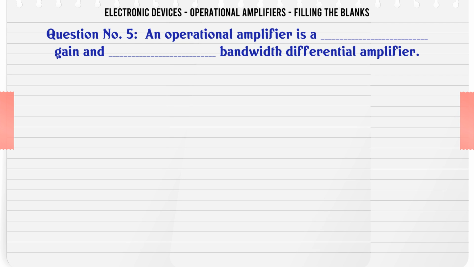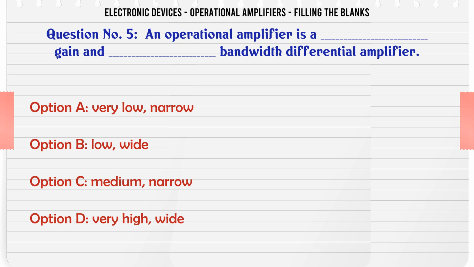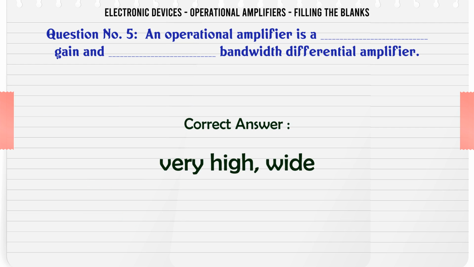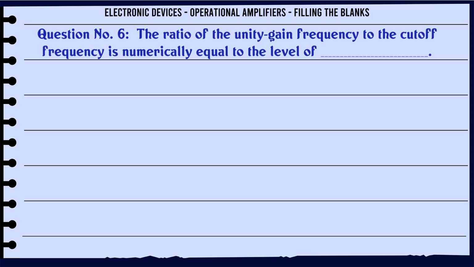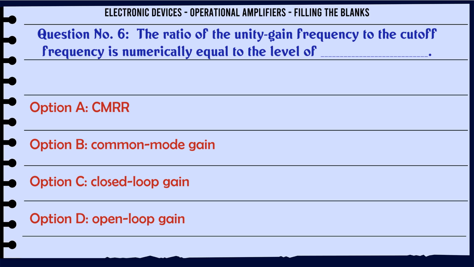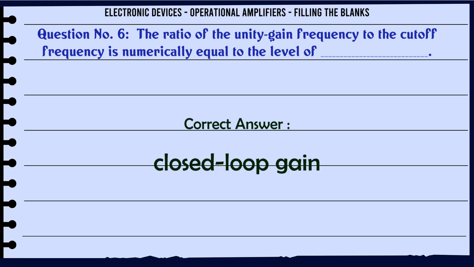An operational amplifier is a gain and bandwidth differential amplifier. A: very low, narrow, B: low, wide, C: medium, narrow, D: very high, wide. The correct answer is very high, wide. The ratio of the unity gain frequency to the cutoff frequency is numerically equal to the level of A: CMRR, B: common mode gain, C: closed loop gain, D: open loop gain. The correct answer is closed loop gain.